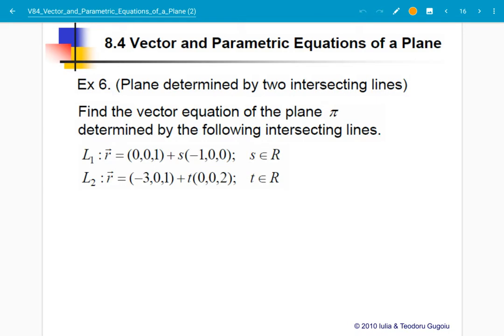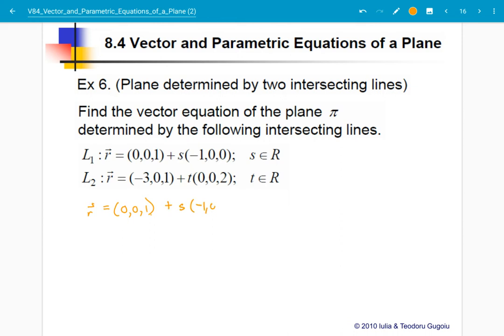Example 6, plane determined by two intersecting lines. So all the points on both lines are on the plane. Both direction vectors are in the plane. So the simplest thing is just to take parts of everything. R naught from the first one is as good as the second. I could use the second R naught, that would have been fine.